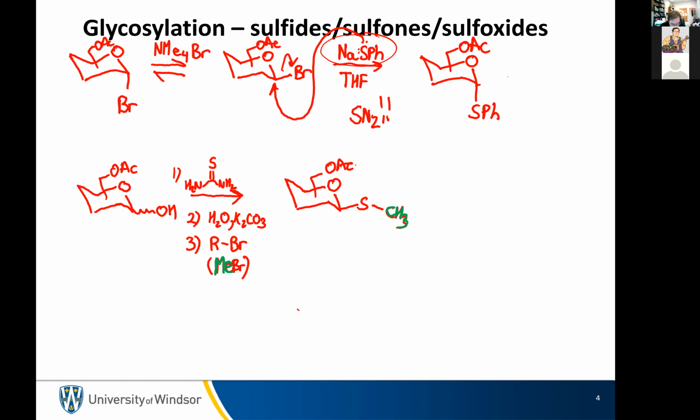And then base, and then just a weak alkylating agent. I'm trying to think if I want to go through the mechanism for this. Nah, probably should. I'm going to test on it. We could.